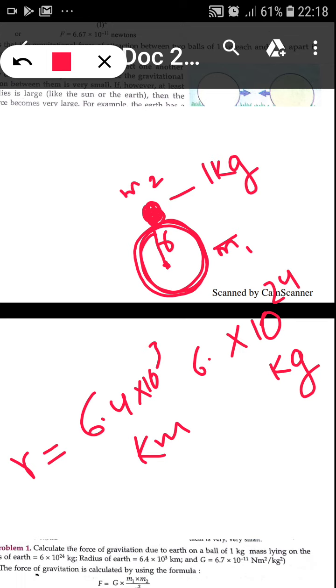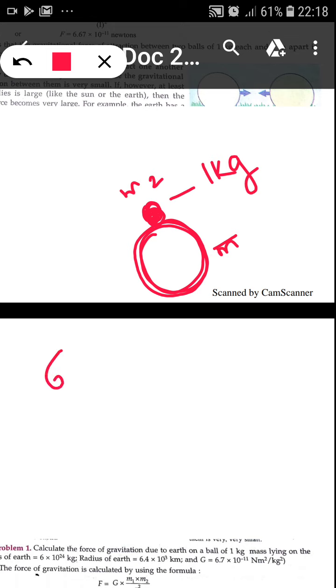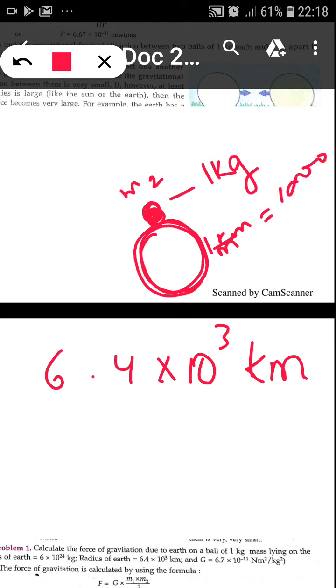We already know that the kilometers should be converted into meters because the distance should be in meters, right? So we will convert that into meters. How will we do it? We have 6.4 into 10 to the power 3 kilometers. We have to multiply because 1 kilometer is equal to 1000 meters, and 1000 has three zeros, so we can write it as 10 to the power 3. So I am multiplying 6.4 into 10 to the power 3 again with 10 to the power 3.